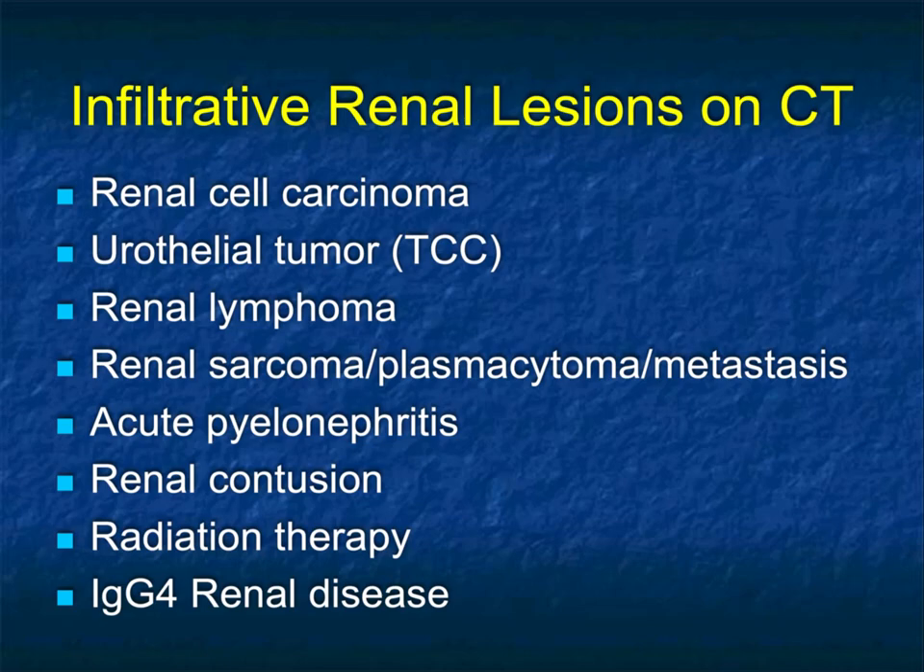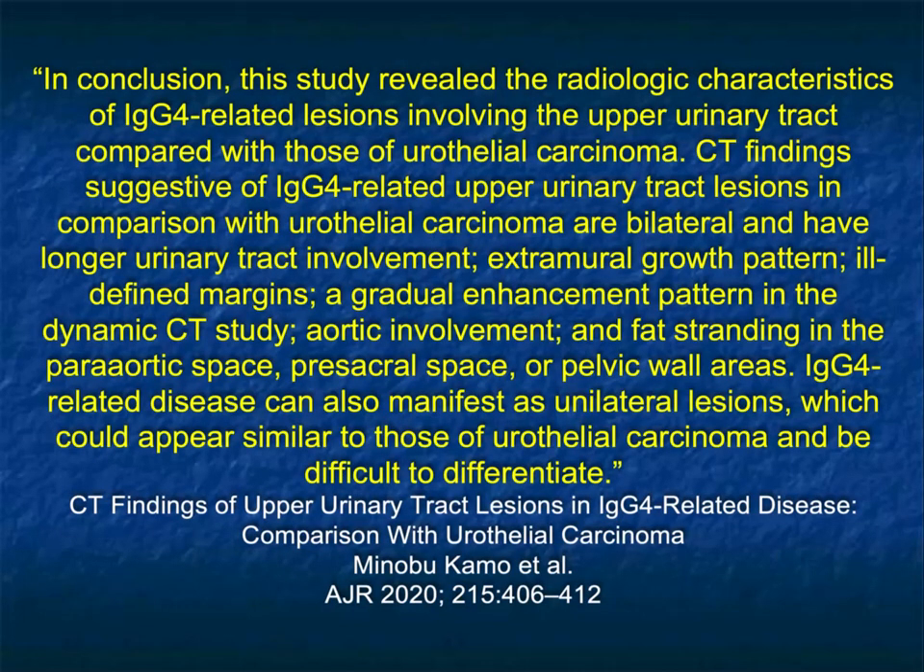Now, when we speak about infiltrating renal lesions, I just want to give you this chart. I showed you some TCCs, but again, I kept saying lymphoma or renal cell. And again, there is at times a little bit of confusion potentially with pyelo or contusion, but usually it's not much of a problem. We see IgG4, but typically it's perirenal space involvement, and radiation therapy usually gives you the ports, and you have some history in that regard.